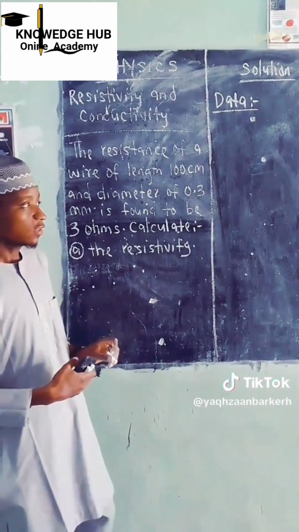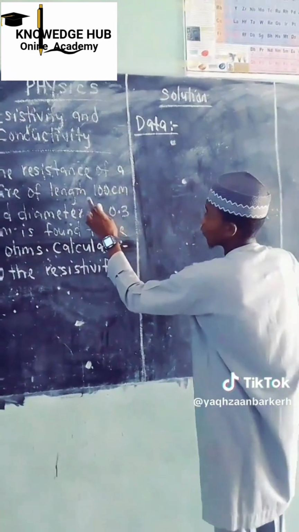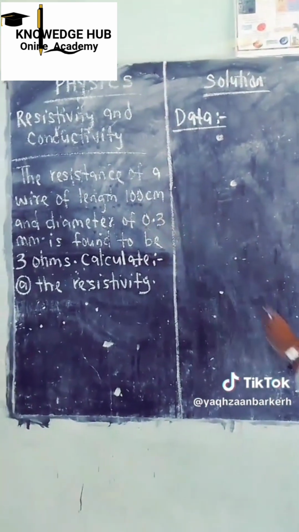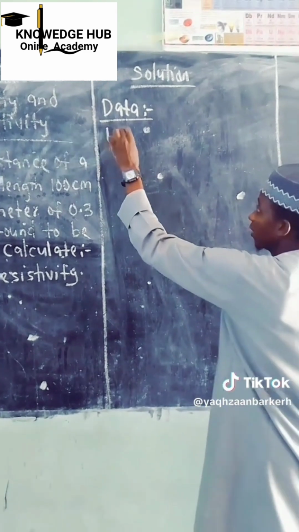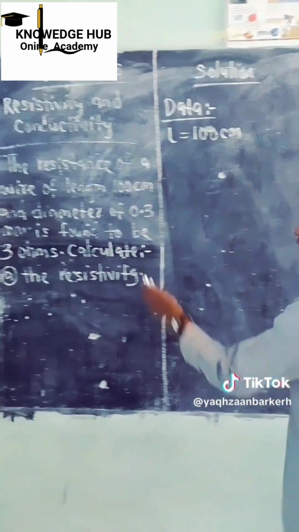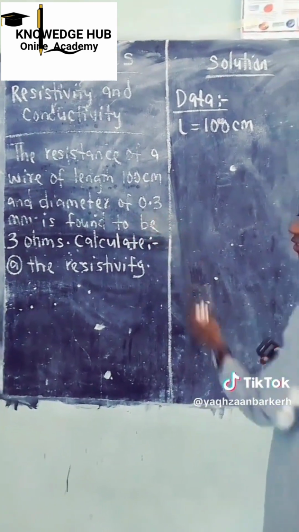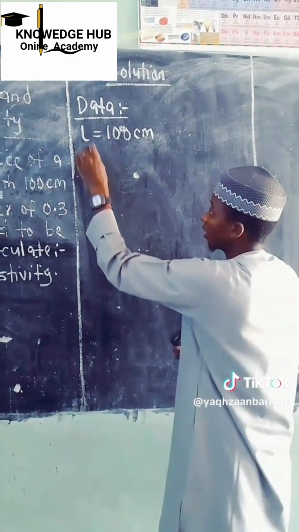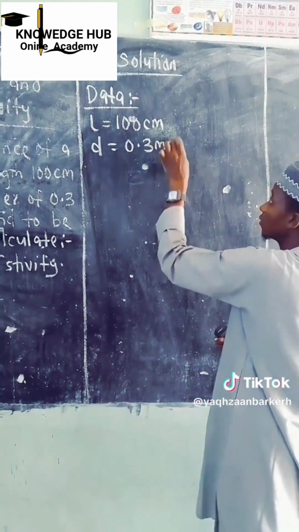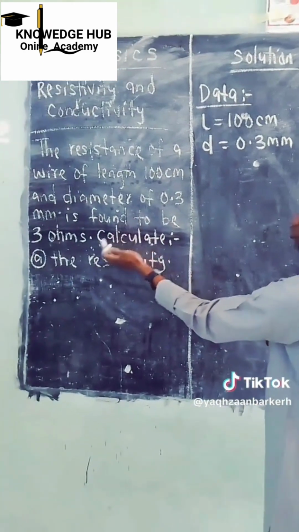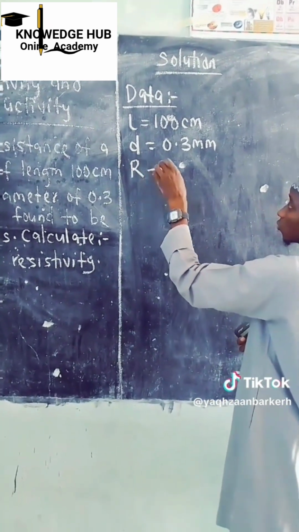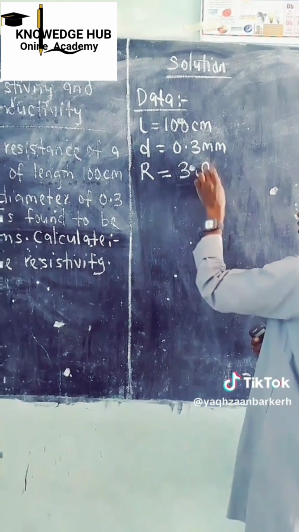a cikin wannan question. So abu na farko da aka bamu a wannan tambayar shine aka ce the resistance of a wire of length 100 cm. So our length L is equals to 100 cm. Then aka ce and diameter of 0.3 mm. So we have diameter D is equals to 0.3 millimeter. Then is found to be 3 ohms. This ohms is a resistor which is equals to 3 ohms like this.